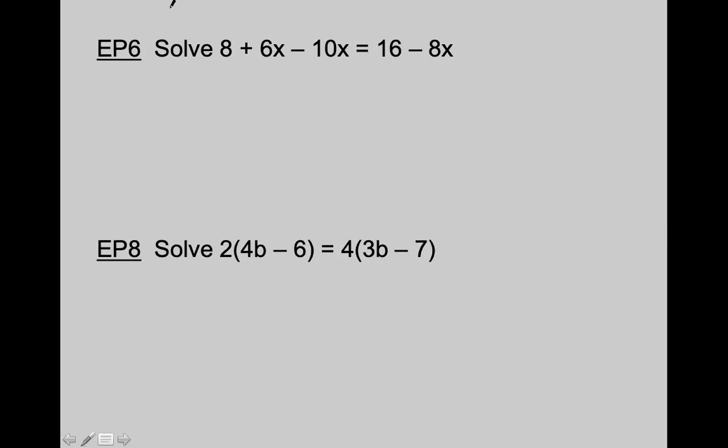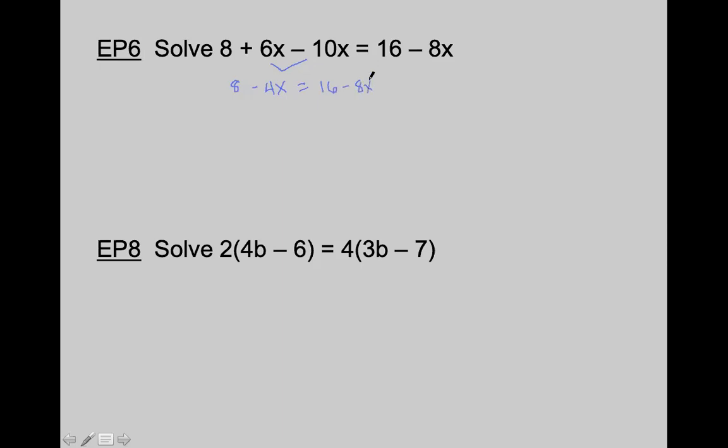So if I look on the left, I have a 6x and a negative 10x. Those are like terms. I'm going to go ahead and combine those as my very first step. So I'm going to bring down my 8. I haven't worked with that yet, but I'm going to combine these. 6x minus 10x. I'm going to go ahead and write what that is, which is a negative 4x. Write down my equals. And on the right side, I still have 16 minus 8x.